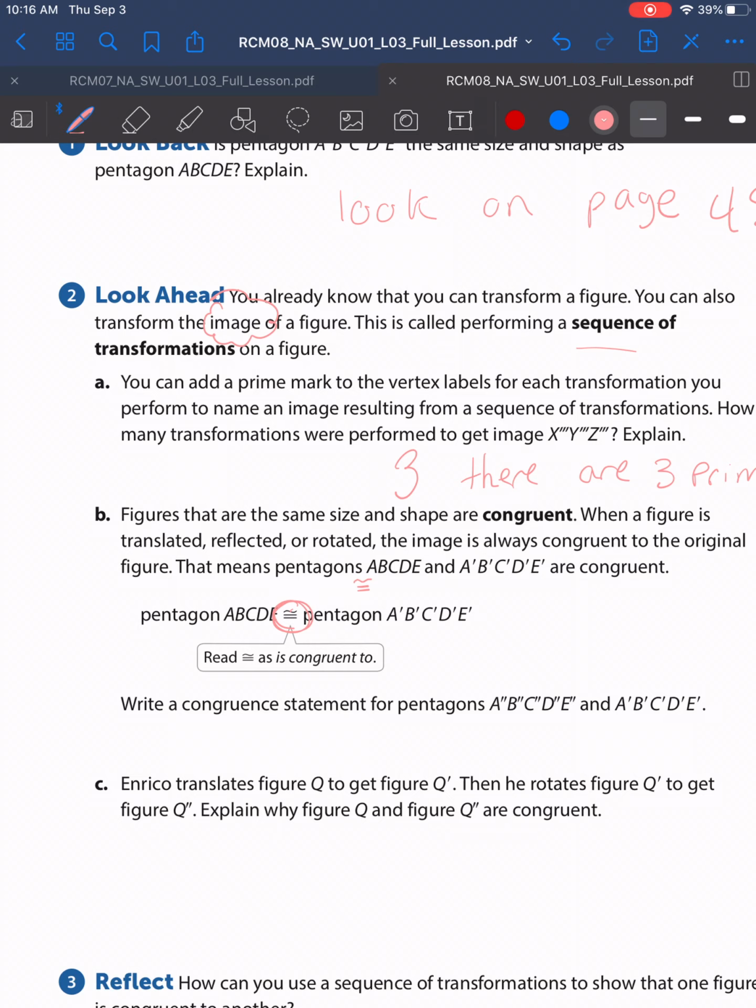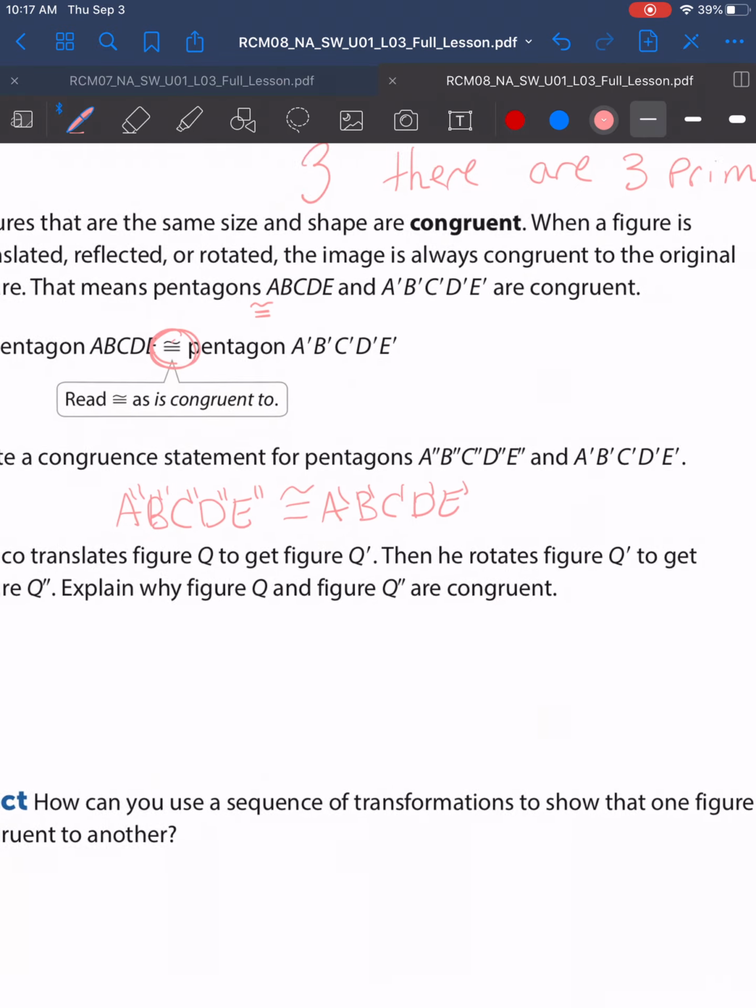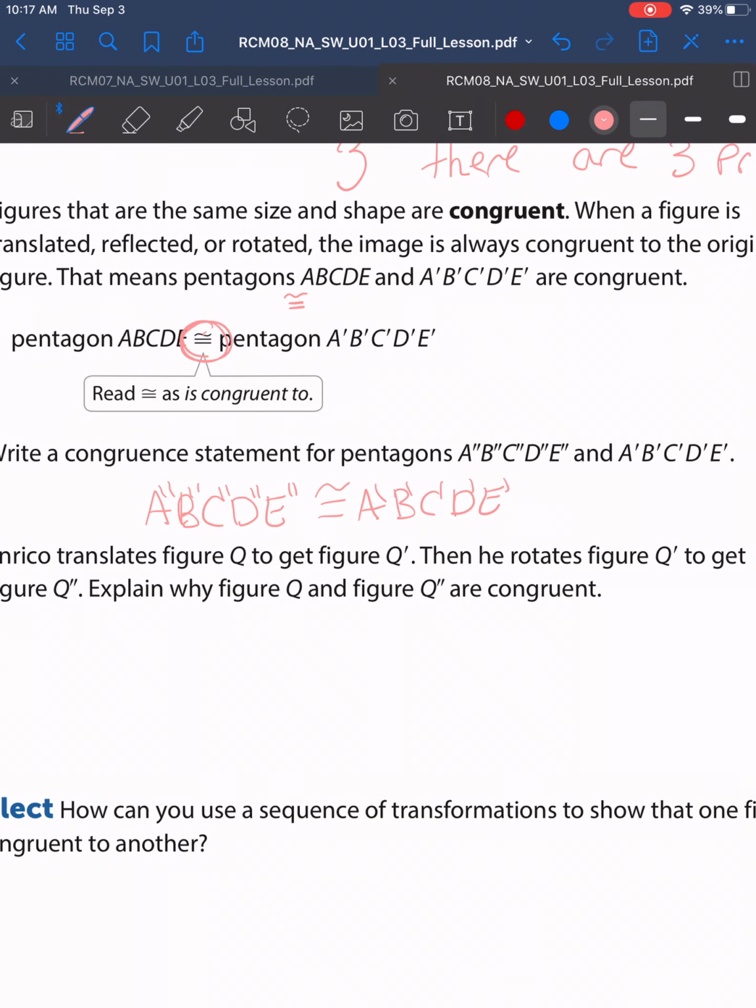Write a congruence statement for pentagons ABCDE double prime and ABCDE prime. So I'd go A, B, C, D, E, and then everything's double prime, is congruent to A, B, C, D, E prime. Enrico translates figure Q to get figure Q prime. Then he rotates figure Q to get figure Q double prime. Explain why figure Q and figure Q double prime are congruent. It's still the same shape. Just because you transform it more than once doesn't mean the shape is changing.